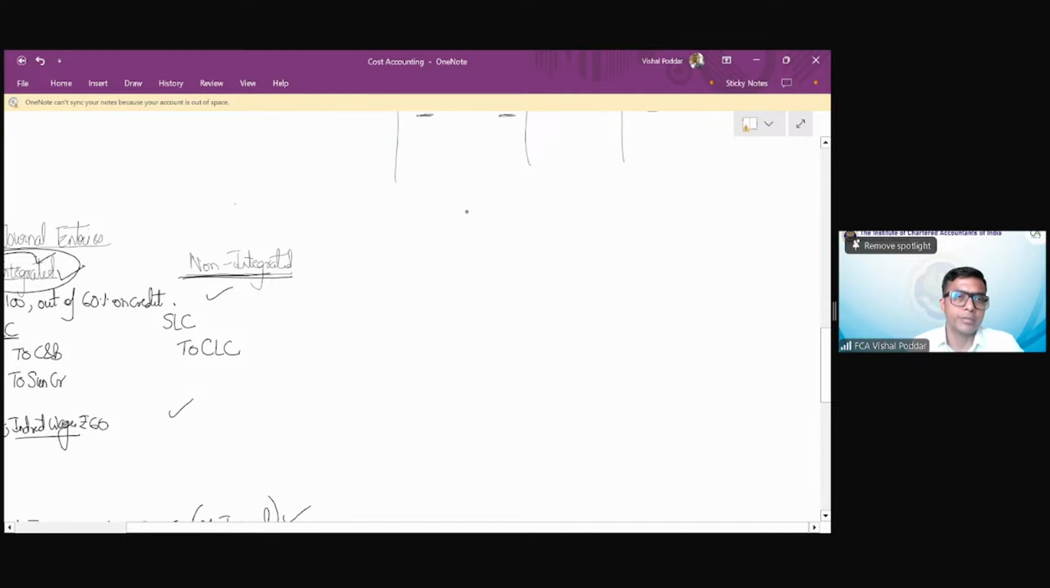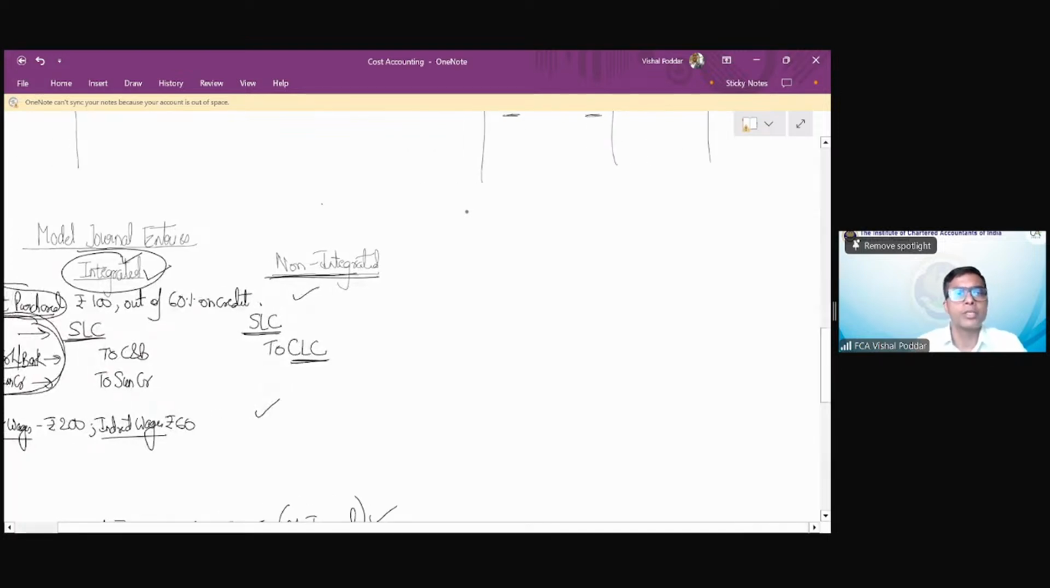So I will call it SLC to CLC. SLC is material. CLC is that common account which represents debtors, creditors, cash, bank, capital, building, machinery, everything. So if I have to pass this journal entry, it would be debit SLC 100. This is 40. This is 60. Again, debit 100, credit 100. This is the entry of cost accounting for this first transaction.